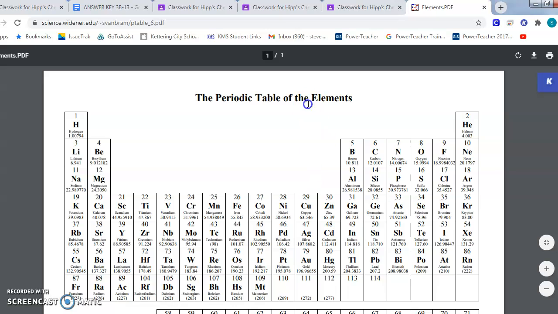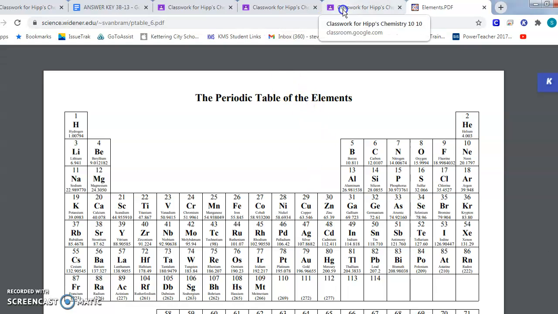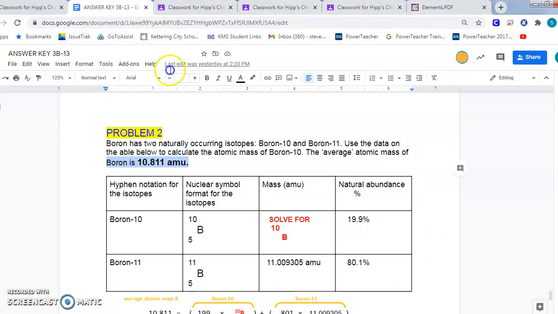This is a nice table to use for atomic mass. All right, so this time they've given us the average atomic mass of boron. And they gave us the information we need for boron 11. Boron 11, its mass is 11.009305, and 80.1% of all boron atoms are boron 11.